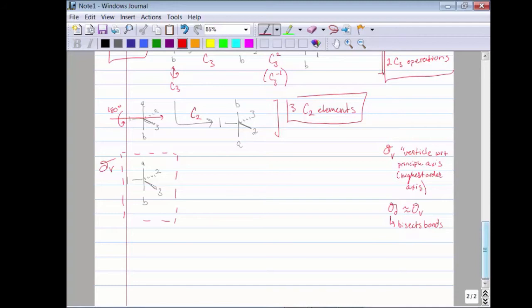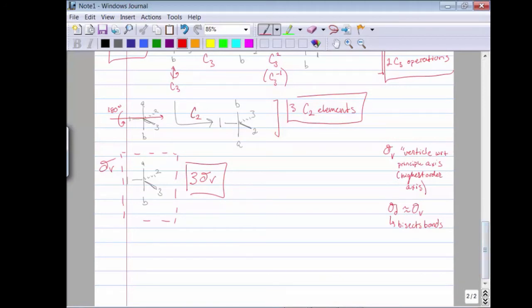It's the same if you were to rotate it. So there's 3 different mirror planes that are sigma V. So there's 3 of those total.